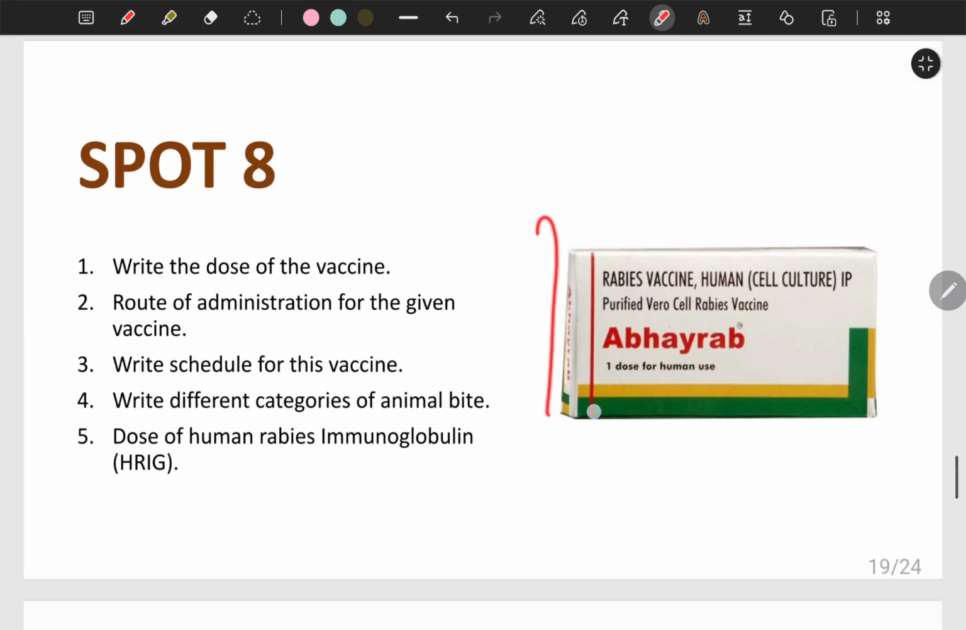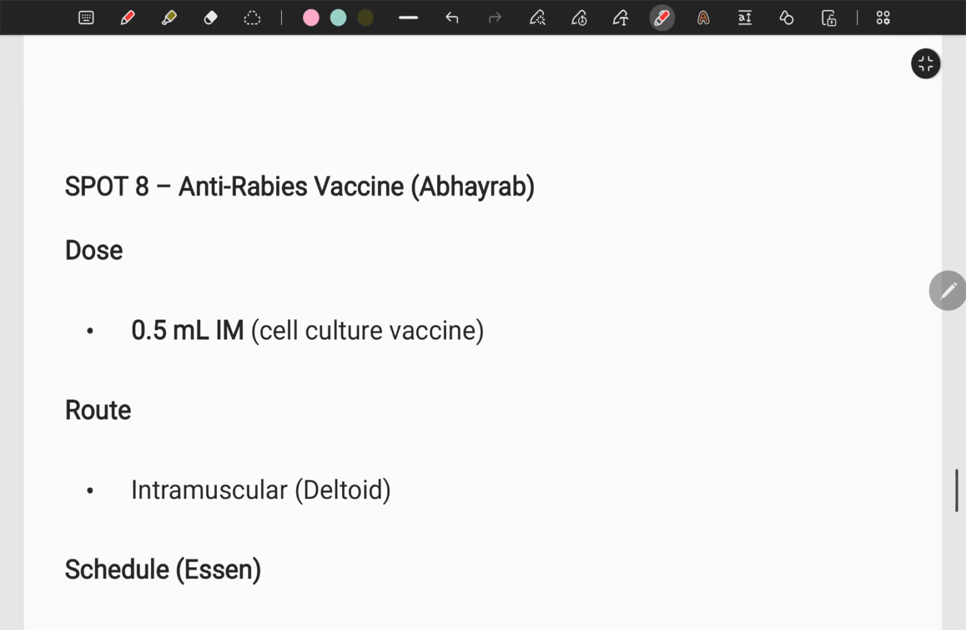Spot 8 is rabies vaccine, as we can see. So we have to write the dose, route, schedule, categories of animal bite, and about human rabies immunoglobulin. So Spot 8 is anti-rabies vaccine. Abhayrab is the brand name. What is the dose? 0.5 ml IM, intramuscular.